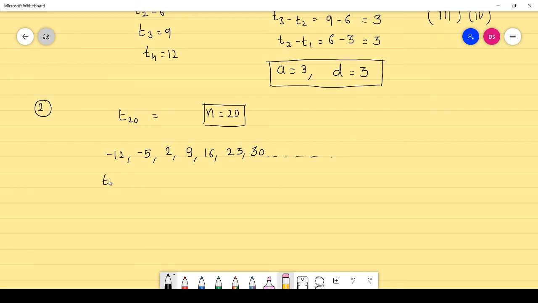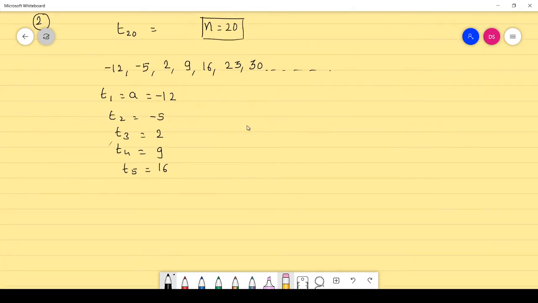Let's mention here now. T1 is equal to A, what is the first term? Minus 12. Now T2 will be minus 5. T3 here we have plus 2. T4 here we have 9. T5 here we have 16. And the next term, T6, is equal to 23. T7 here we have 30. Right? Now how to find out the common difference?